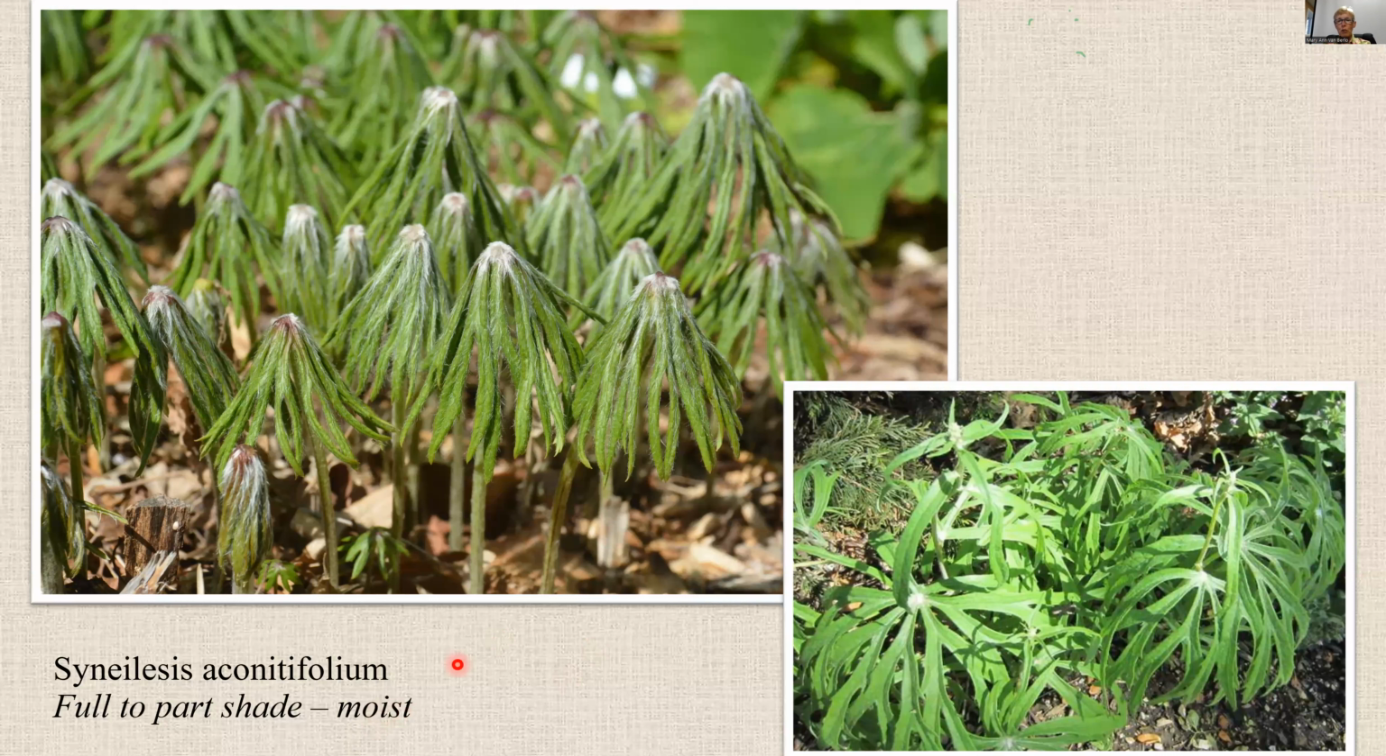Syneilesis aconitifolia. What is the common name on this? I think it's threaded umbrella plant. So this is it when it first emerges. I just think it's so neat when it first comes out of the soil. And this is what it looks like the rest of the season. So it's quite highly dissected. The flower is not very significant. It's just a nice foliage plant for the shady area.